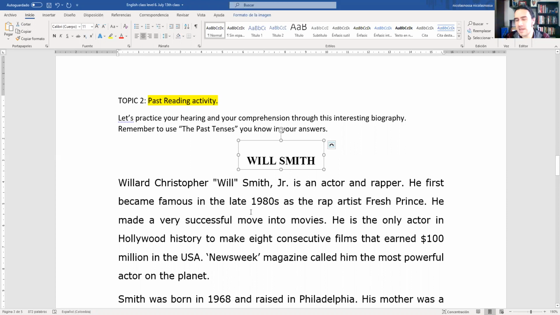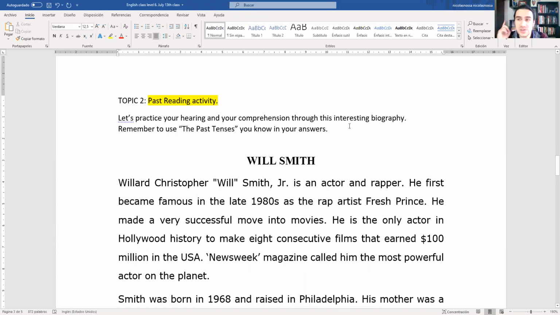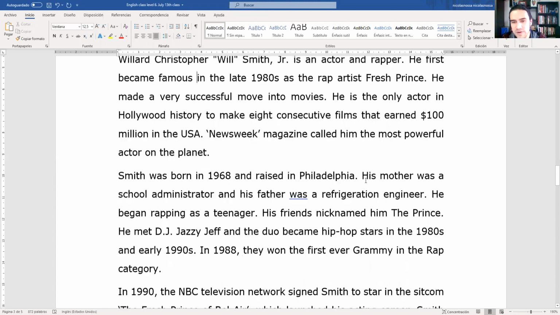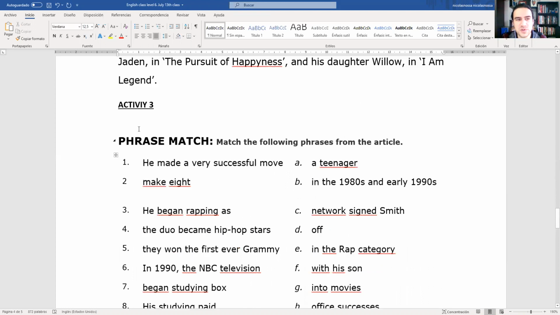So Will Smith, a very famous actor, okay? So I am going to send the listening, yeah? So you can listen and you can follow the reading at the same time. So remember the exercise that we did previously? Listen and read, okay? So with the listening I am sending, listen to the biography and read at the same time, okay? So when you finish the reading, you have to do the activity number three, okay?